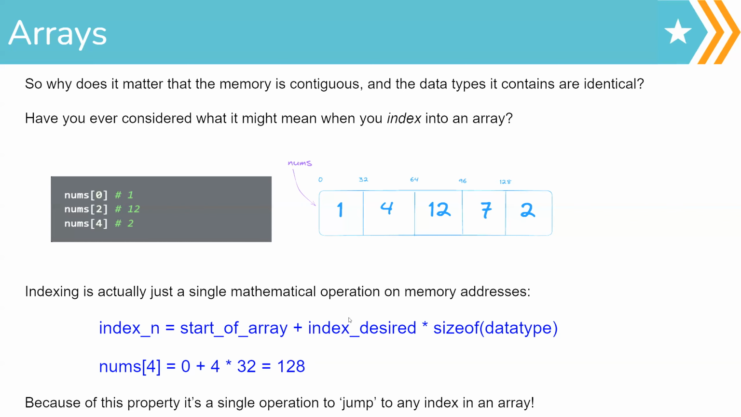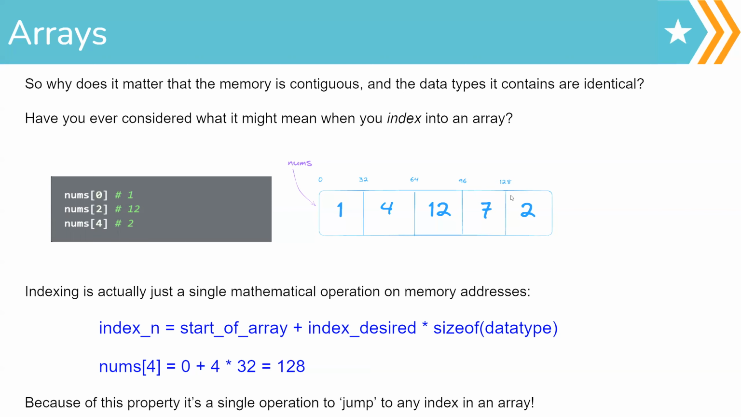You don't ever do this yourself, but if you take nums and get its fourth element, you say nums[4]. Behind the scenes, it asks: where does nums start? Where does nums[0] point to? Then I add to that the index desired, in this case 4, multiplied by the size of the data type. That one operation gives me a new memory address, 128. Now I can just jump right there, and if I look there, I have that fourth element.